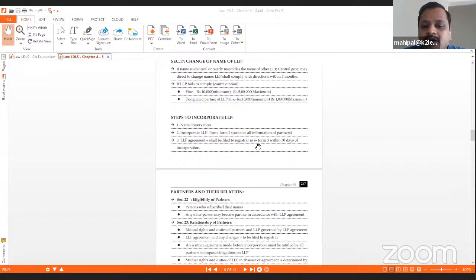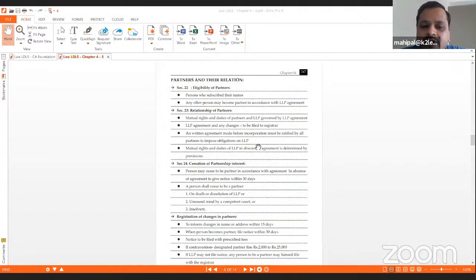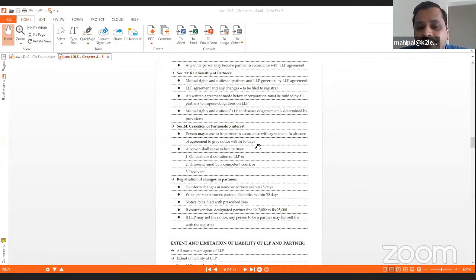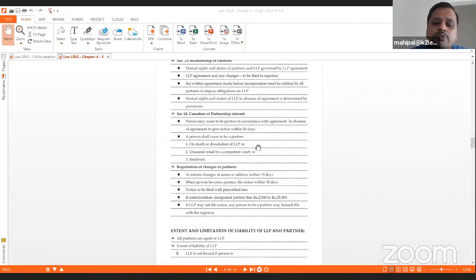Relations of partners. Mutual rights and duties of the partners are governed by their agreement, if not, by Schedule 1. An agreement made before incorporation must be ratified by all partners to impose obligation. Mutual rights and duties will be determined there. A person may cease to be a partner of an LLP in its absence. A person ceases to be a partner on death, dissolution, unsoundness, and insolvency.